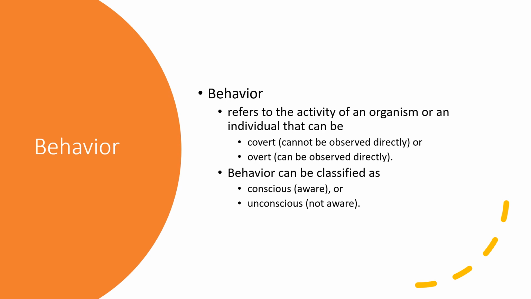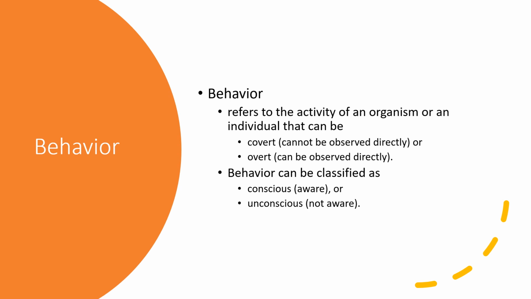And if a behavior can be observed directly, again, it is an overt behavior. So overt behavior is like your behavior in class or your behavior with your siblings, your classmates, and many more. So something that can be observed directly, that is overt behavior.